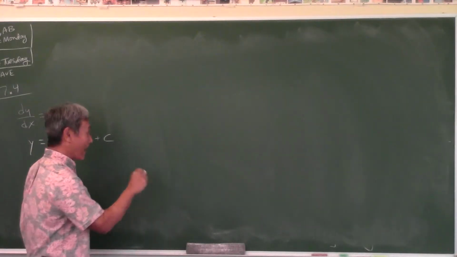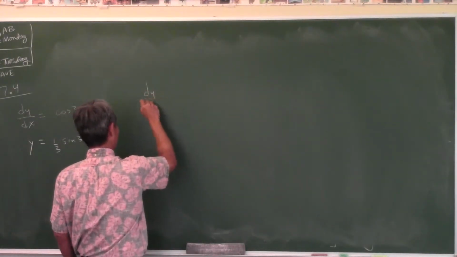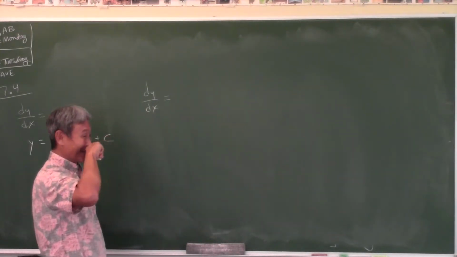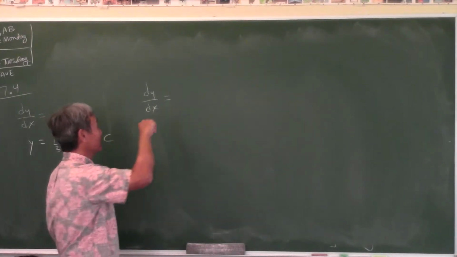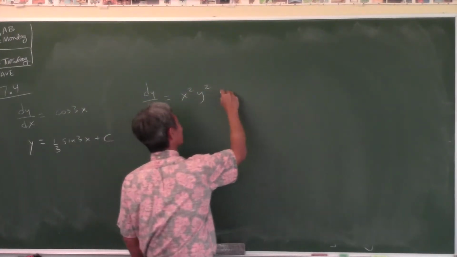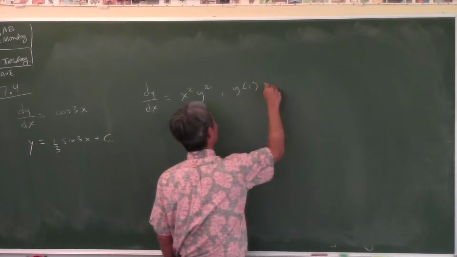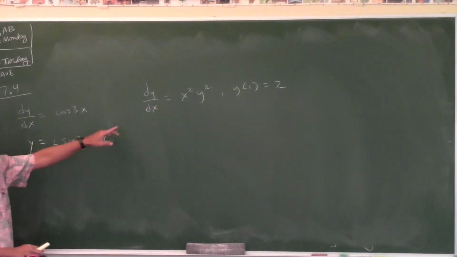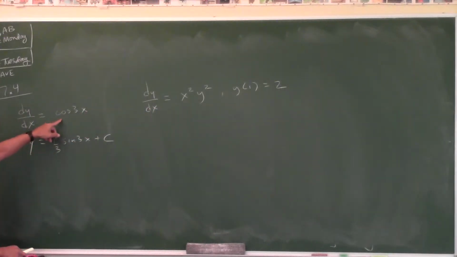What happens when you see a differential equation that looks like this? dy/dx equals x squared y squared, with initial condition y of 1 equals 2. Whoa. Now, what makes this differential equation different from this one? There are 2 variables, because it's got x's and y's in it.